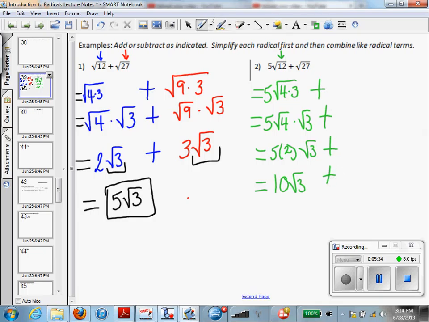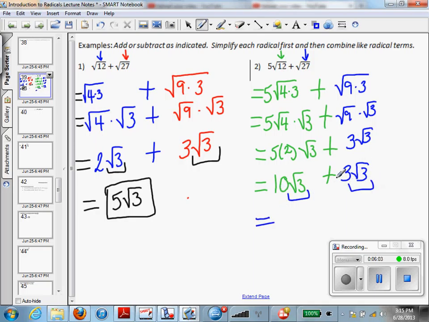You're going to be adding the square root of 27. So square root of 27 can again be thought of as 9 times 3 under the radical. We break these two multiplications apart, knowing the square root of 9 is 3, having our square root of 3, making it 3 square root of 3. And since we have common terms of square root of 3, we can combine the 10 and the 3 to be 13, and then leave our square root of 3.